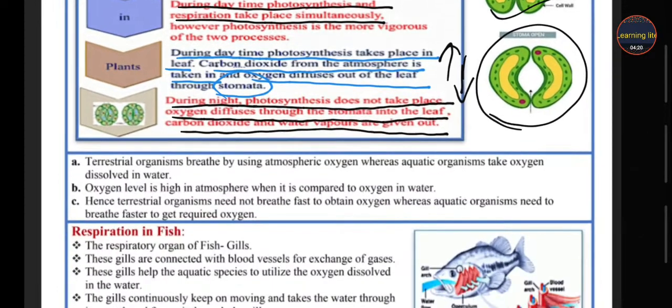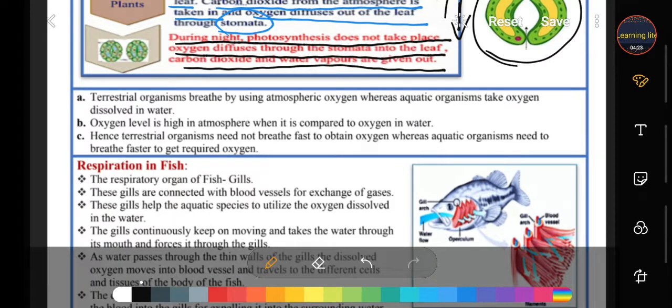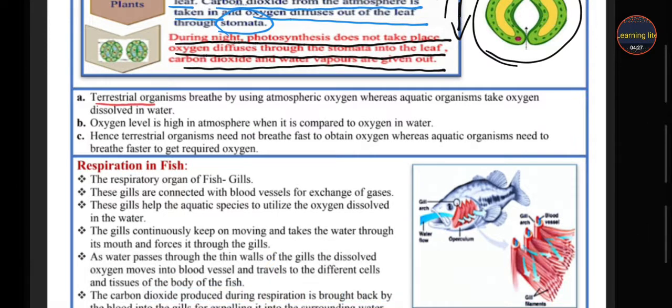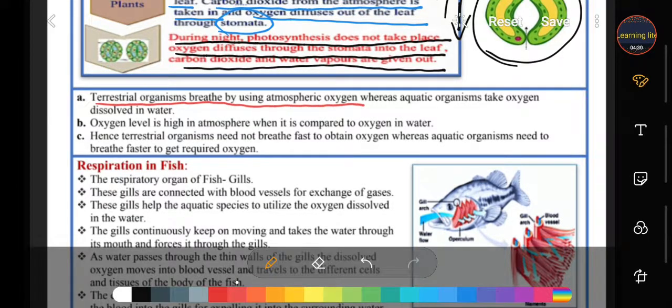Okay students, what about terrestrial organisms like us? Terrestrial organisms breathe using atmospheric oxygen, whereas aquatic organisms like fish take the oxygen dissolved in the water. So students, when we breathe, the oxygen in the atmosphere is very high, so our breathing process is very normal. We breathe with a normal speed. But when you observe an aquatic animal like a fish, its gills move with very fast speed. Why is it so?